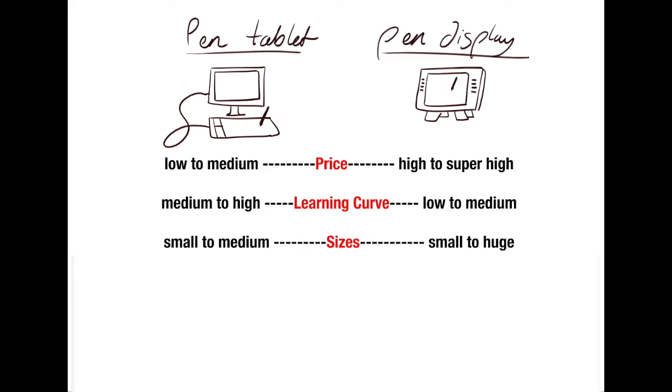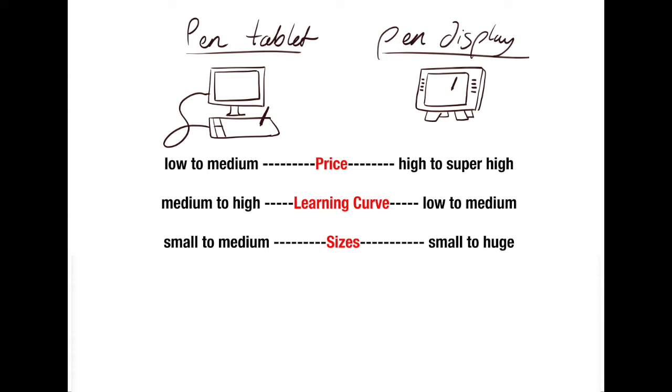And the next one is the sizes that these are available in. Now with the pen display, you can get them from small to really, really huge. And like I mentioned before, the huge ones are probably the ones you want to go to, or just large. I wouldn't say get a small one because, like I say, it's going to negate all the benefits that you get with a pen display. But with a pen tablet, you can get them from small to medium.